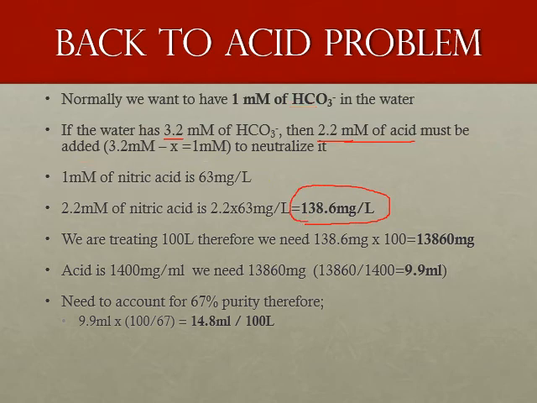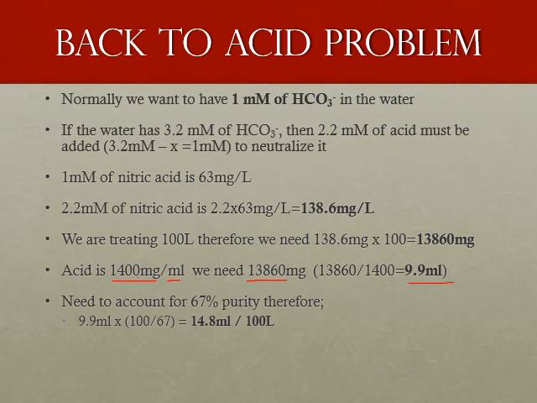Then we have to correct for how many liters. How many liters was it? It was a 100-liter tank. So we multiply by 100. That gives us 13,860 milligrams in 100 liters. Then the next step was, how many milliliters of acid? Well, we know that acid has a density of 1,400 milligrams per milliliter. How many milliliters do we need to get to 13,860? We did the math, 9.9.